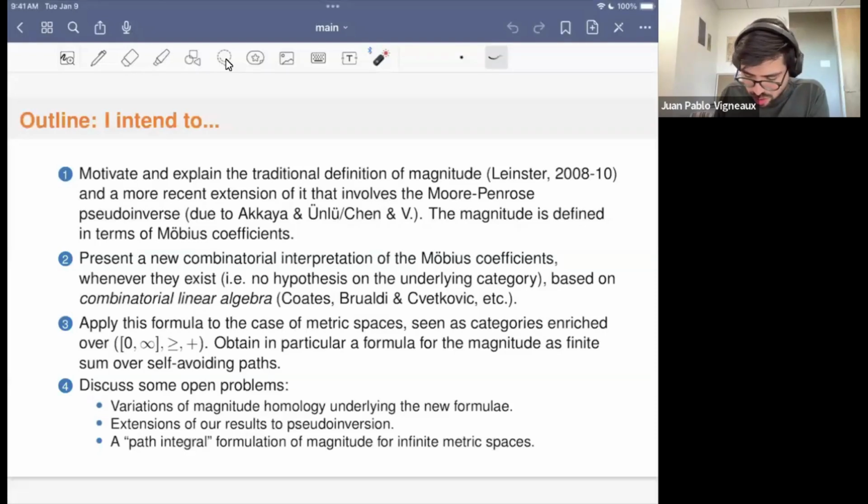After that, I would like to apply that idea to get a new formula for the magnitude of metric spaces. In that direction, it could be a bit more straightforward to establish connections with magnitude homology or with analysis also. And at the end, I want to offer some perspectives on problems that I'm still working on, and maybe some people here will be interested in working on those problems too, I hope. So that's the plan for the talk.